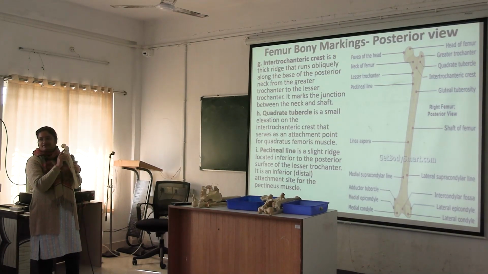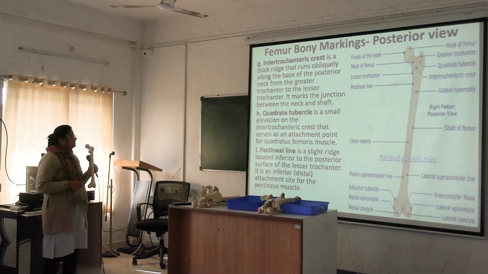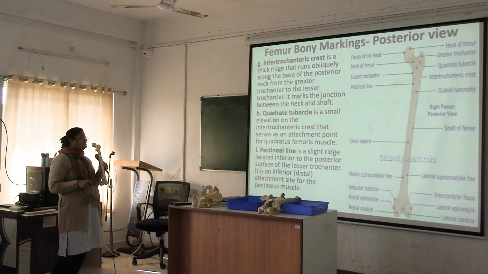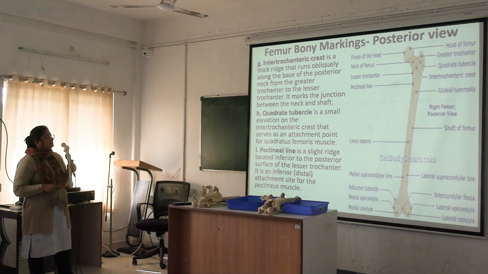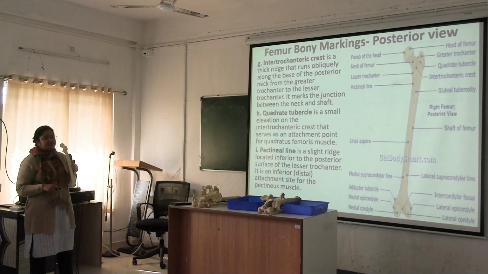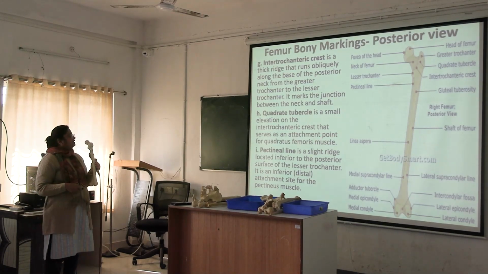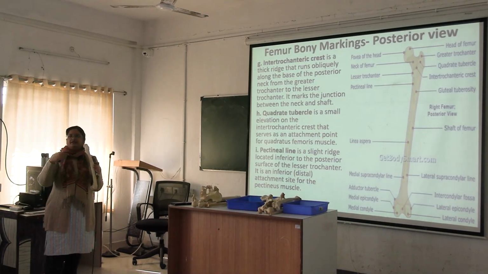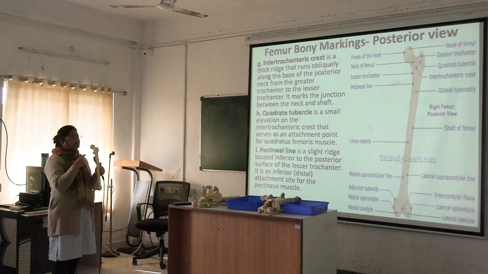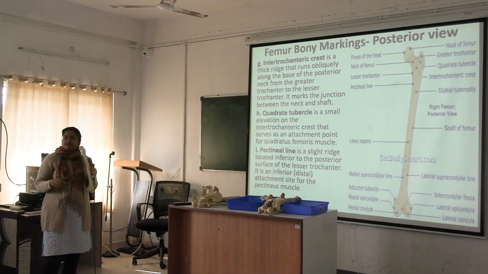This one is the quadrate tubercle. It is the elevation on the intertrochanteric crest, and that serves as an attachment point of quadratus femoris muscle. This is a rectangular muscle connected between the hip bone and this quadrate tubercle of the femur.